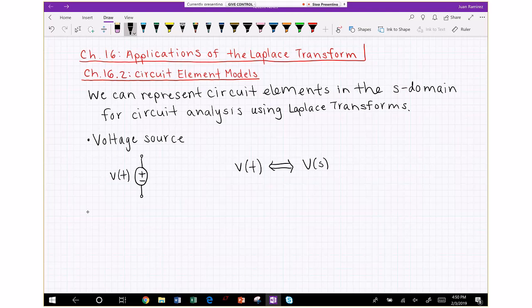Okay, same goes for the current source. And we do the same thing to convert a current source function that's with respect to time into the S domain.